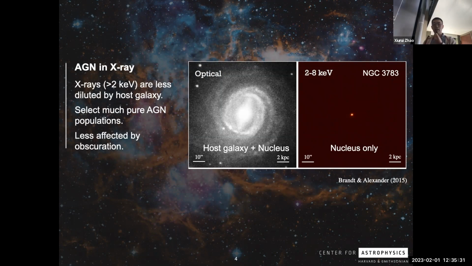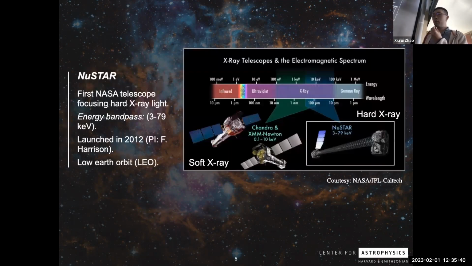X-rays are also less affected by obscuration, which I will introduce in detail in later slides. So after introducing the AGN, and why it's interesting to study AGN in X-ray, what is NuSTAR? NuSTAR is the first NASA telescope that focuses hard X-rays, especially above 10 keV.